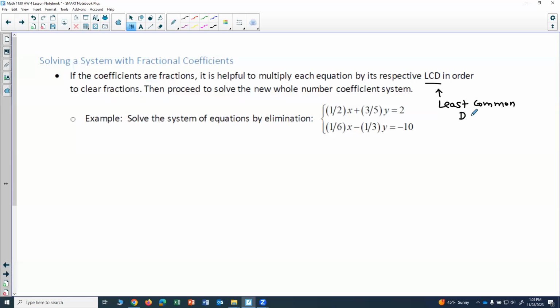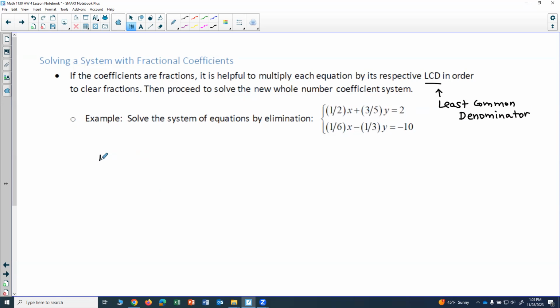And the denominator is the bottom number. So the least common denominator is the lowest common multiple of the denominators. Once you clear your fractions, you can go ahead and proceed to solve your new system. But then when you check your solutions, you want to use your original system to make sure you didn't mess up somewhere.